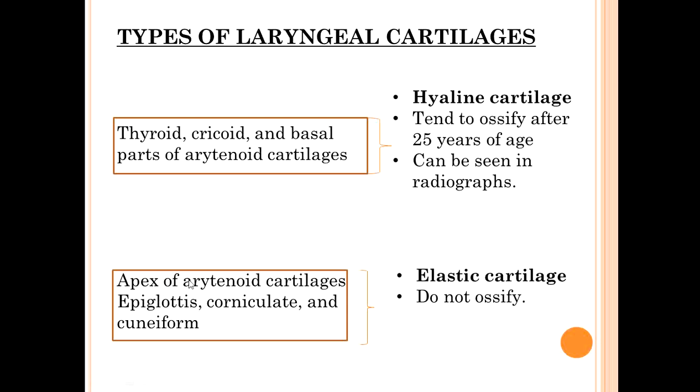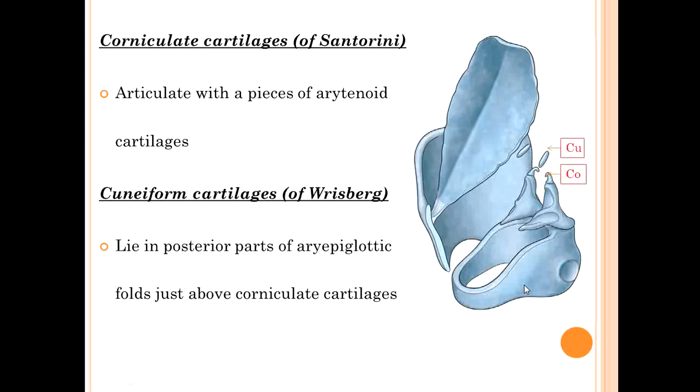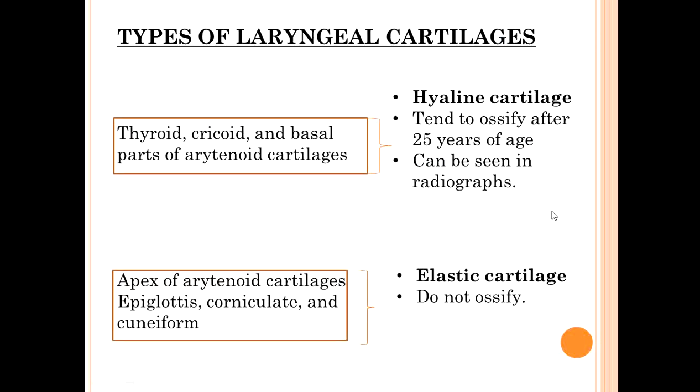What about the apex of the arytenoid cartilage, epiglottis, corniculate, and cuneiform? They all are elastic cartilage. They do not ossify. So you see here epiglottis, corniculate, cuneiform, and the apex of the arytenoid cartilage or vocal process of the arytenoid cartilage, they all are elastic cartilage, but the thyroid cartilage, cricoid cartilage, and the base of the arytenoid cartilage, they all are hyaline cartilage. Okay, so that is the different types of cartilage.